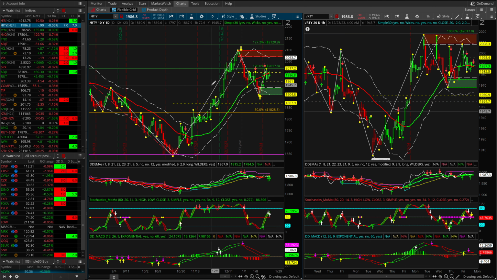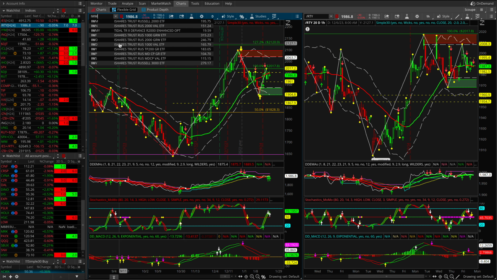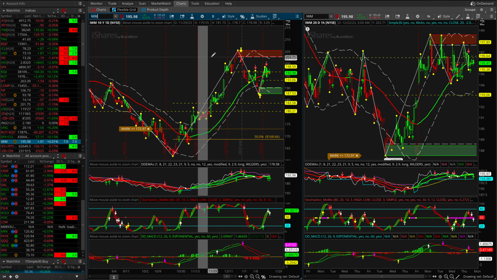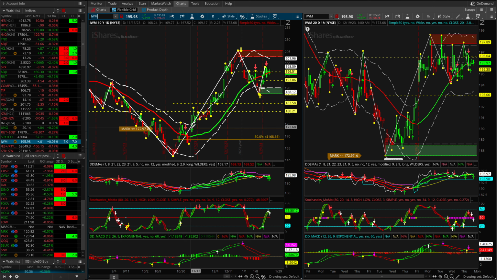So regardless, we could trade the IWM. That's the same as this RTY. It's just the instrument you use. It's the exchange traded fund, and you can see we got our buy signal. I'm going to not do that. This was our buy signal back here, where it was a green line up, and you got to close above.